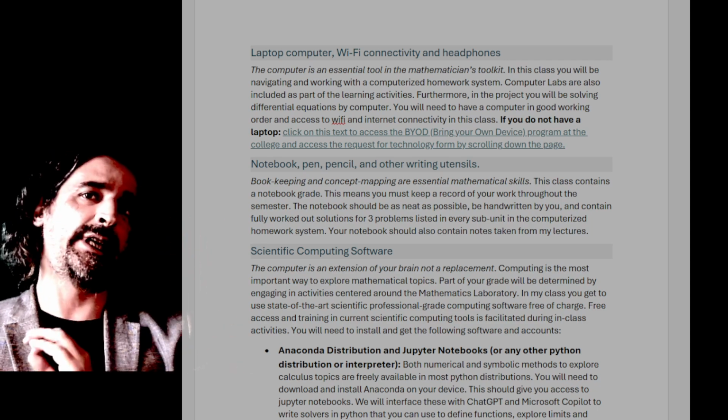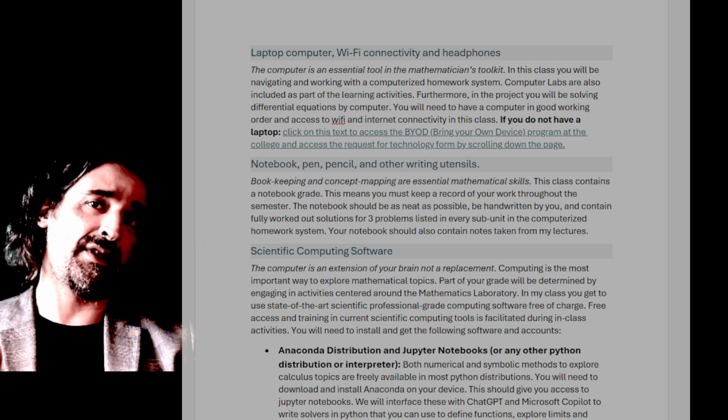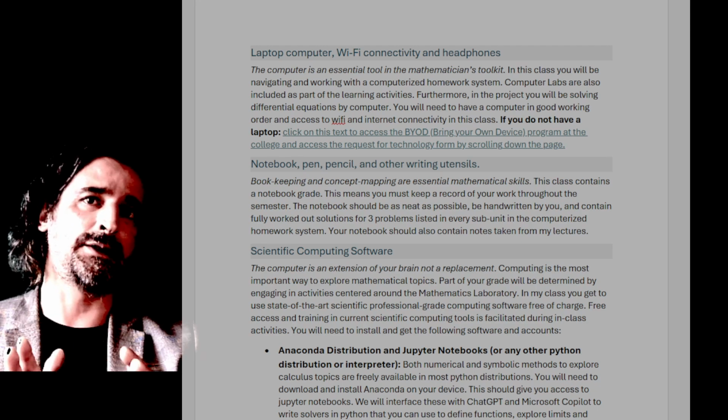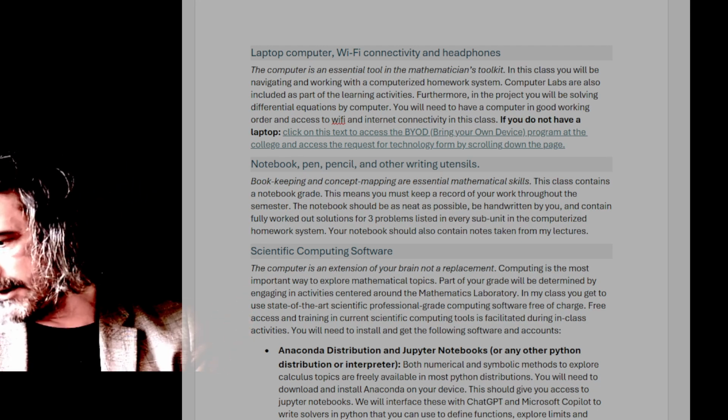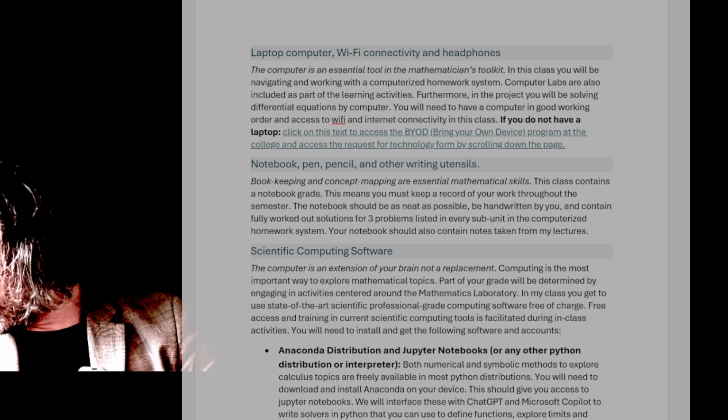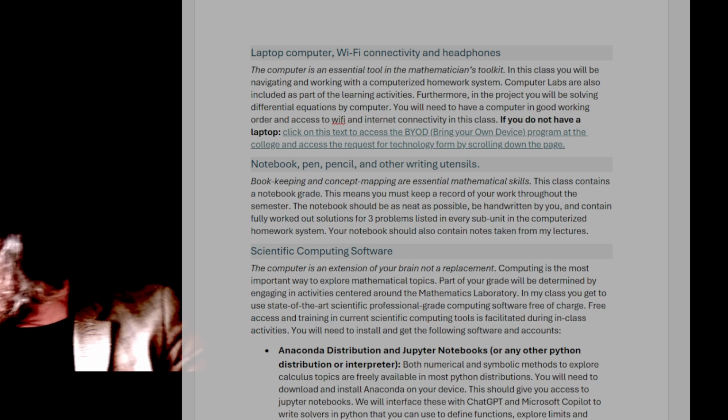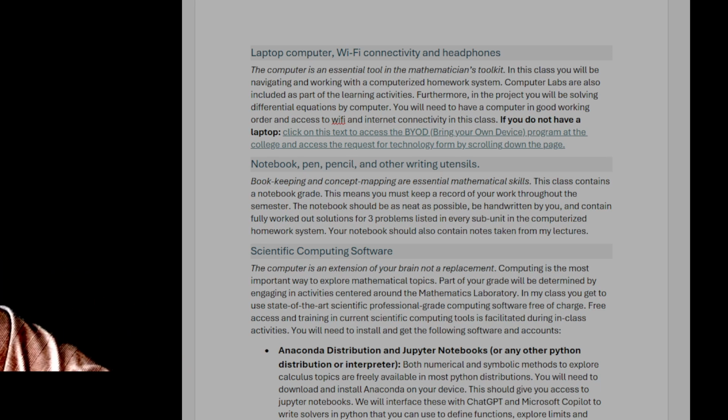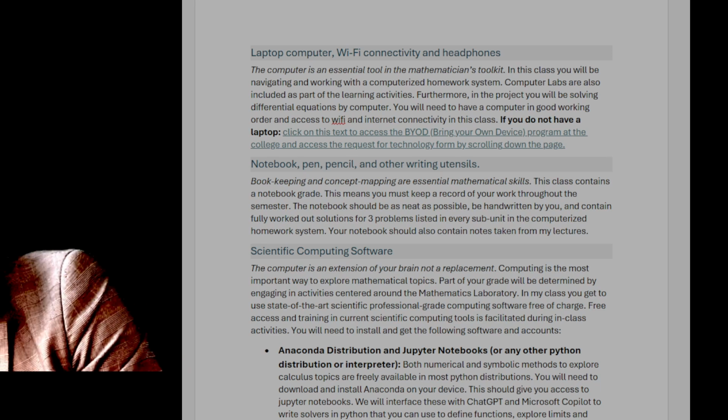There is a notebook grade in my classes. You need to keep a diary with all your learning activities in there. I don't have very many notebooks with me here, but I can tell you that I typically keep, even if it's, no, I don't have them in here.